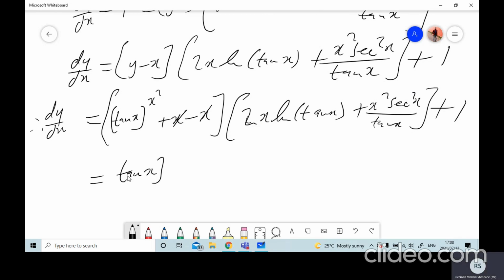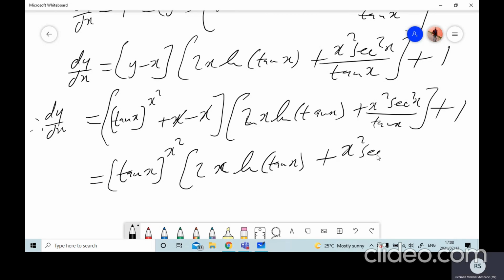tan x to the power of x squared, and it's multiplied by 2x ln of tan x plus x squared sec squared x over tan x plus 1. All right.